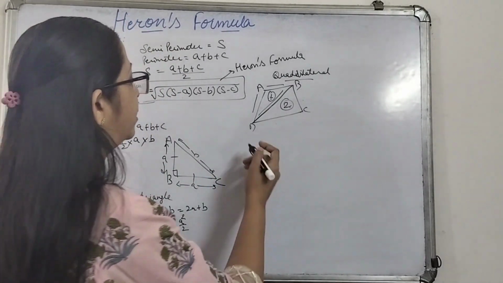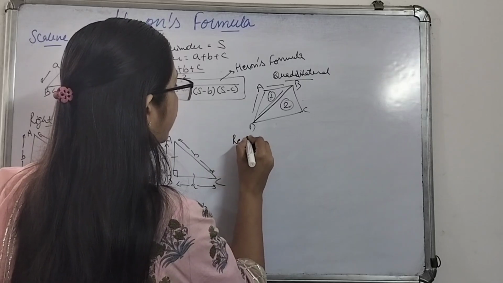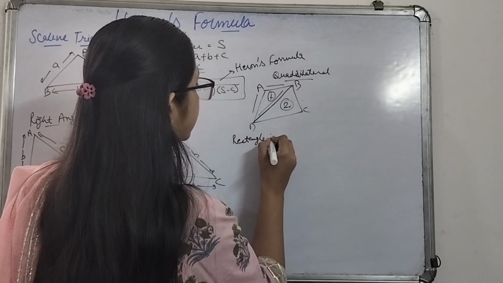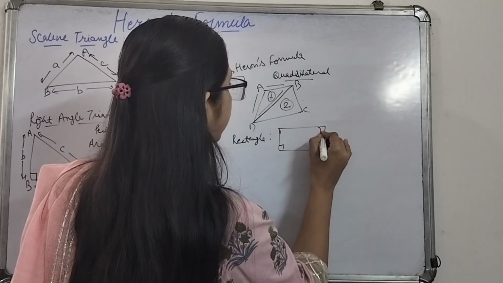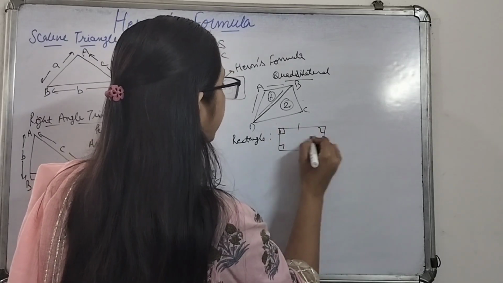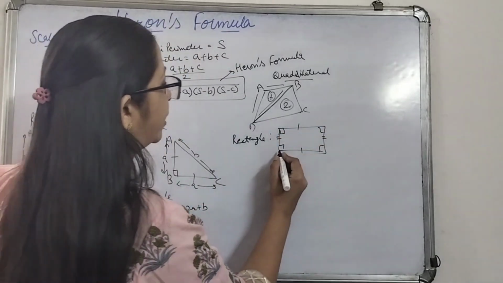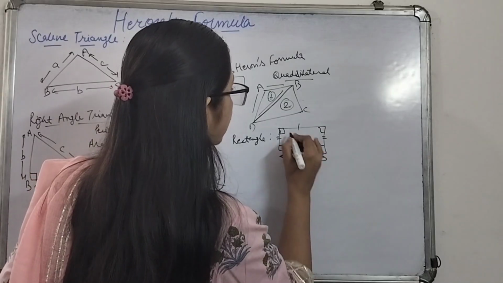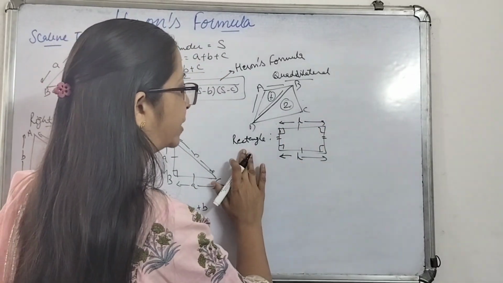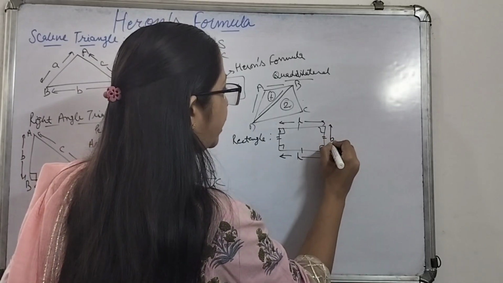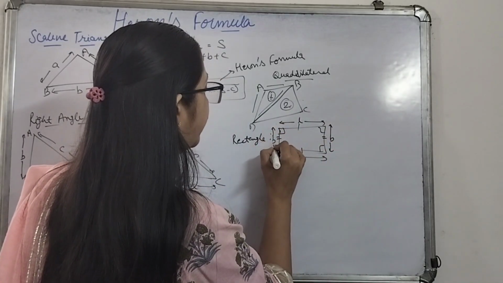Now coming to your rectangle. We know what a rectangle is. Rectangle is a parallelogram in which all the angles are 90 degrees and opposite sides are equal. So if this is your L, this will even be your L because opposite sides are equal in the case of a rectangle. And if this is your B, this will even be your B.